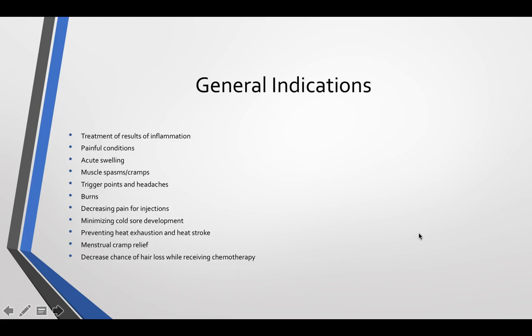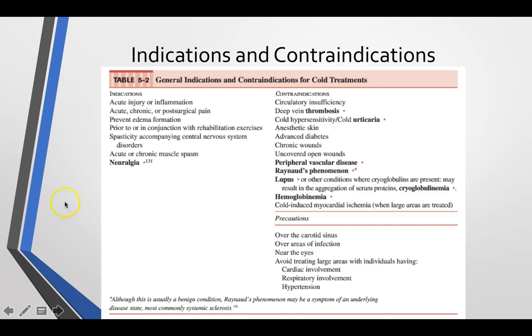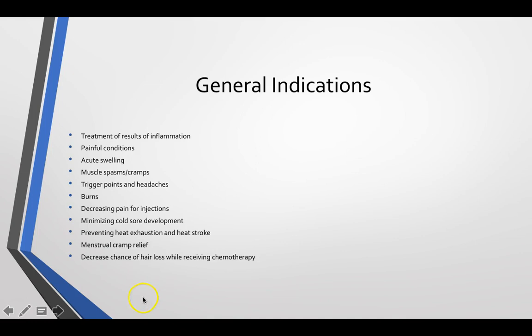So again, just thinking back to our general indications and our contraindications. So again, back to that chart, but this is just kind of a different one, some different examples, things we've talked about post immediate care. So we had the treatment of the results of inflammation, painful conditions, acute swelling, muscle spasms and cramps, trigger points and headaches, burns, decreasing pain for injections, minimizing cold sore development, preventing heat exhaustion or heat stroke, right?